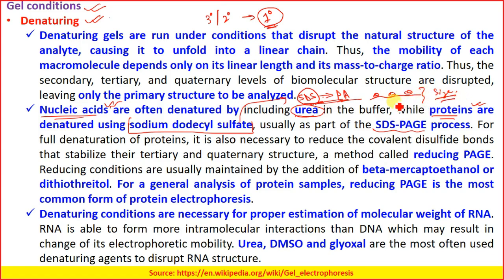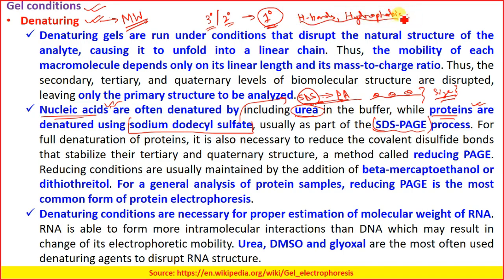So, mainly the separation is due to size, and using these denaturing agents, we can get information about the actual molecular weight of the analytes within the samples. Now, when we are performing SDS-PAGE, we know that in the secondary and tertiary structures of the proteins, we may have different bonds like hydrogen bonds and hydrophobic bonds.